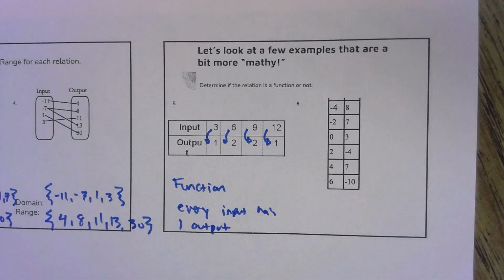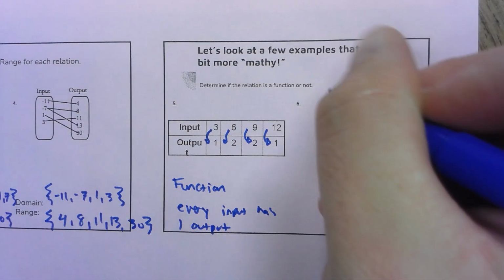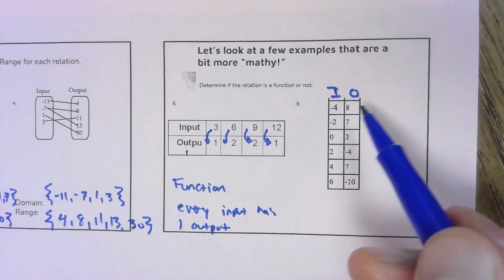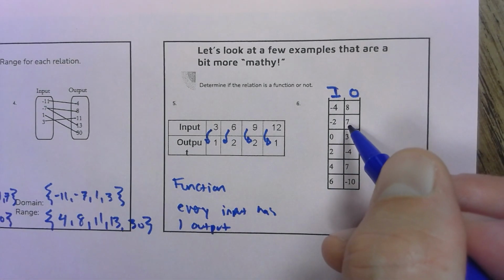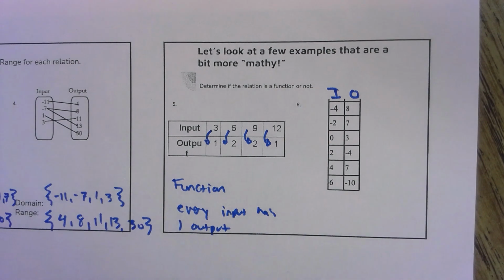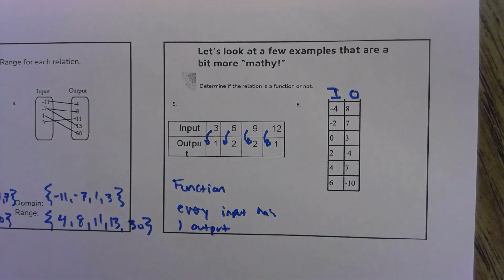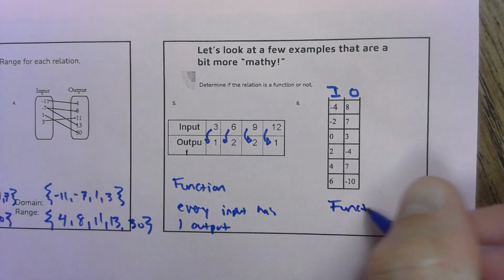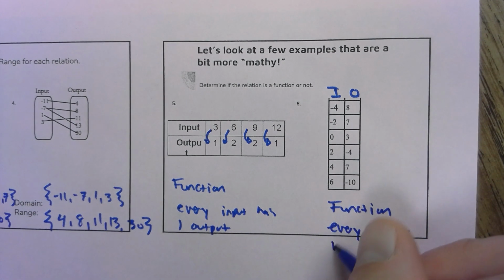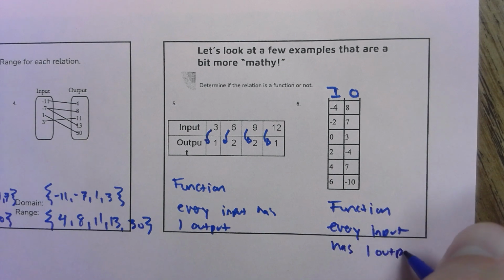Okay, we're almost done. There's not much more left. All right, number 6. This will be the inputs. This will be the outputs. And I'm noticing that -4 leads to 8, -2 to 7, 0 to 3, 2 to 4, 4 to 7, and 6 to -10. Do we see any input that is listed up there more than once? No, so that's automatically a function. And again, every input has one output.